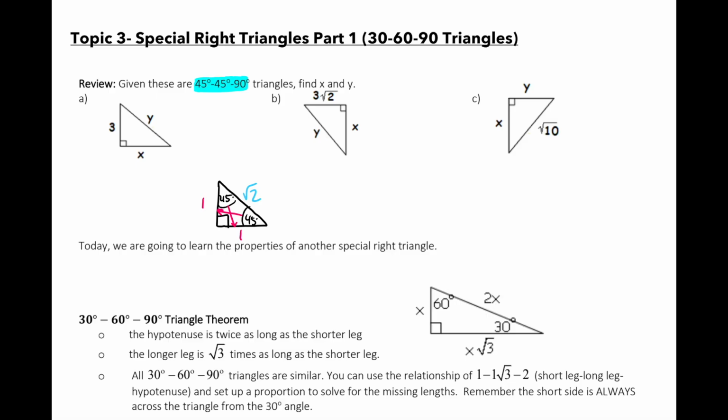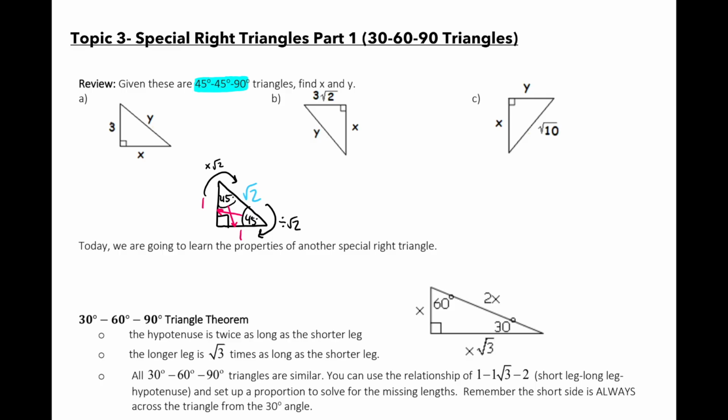And in order to get from one side to another, to calculate them, if I'm going from the short side to a long side, I'm going to be multiplying by root 2. And if I'm going from the long side to the short side, we're getting smaller, so I would divide by the square root of 2.